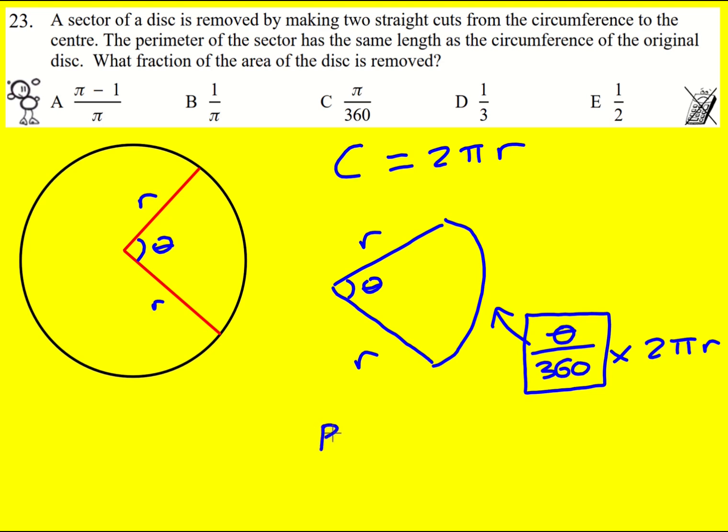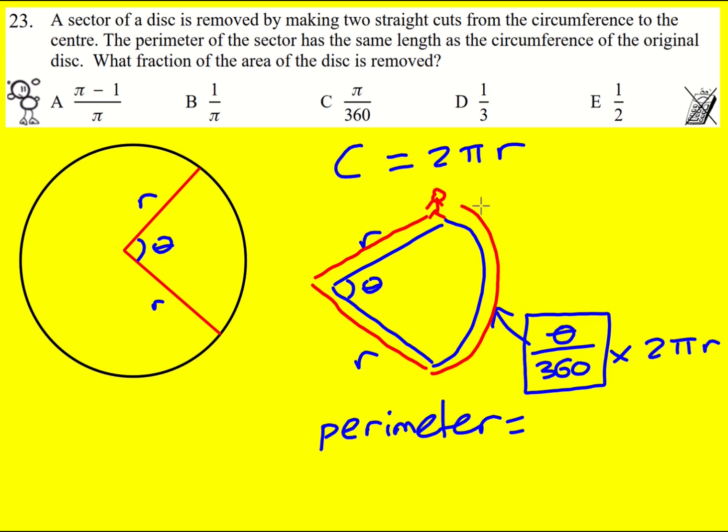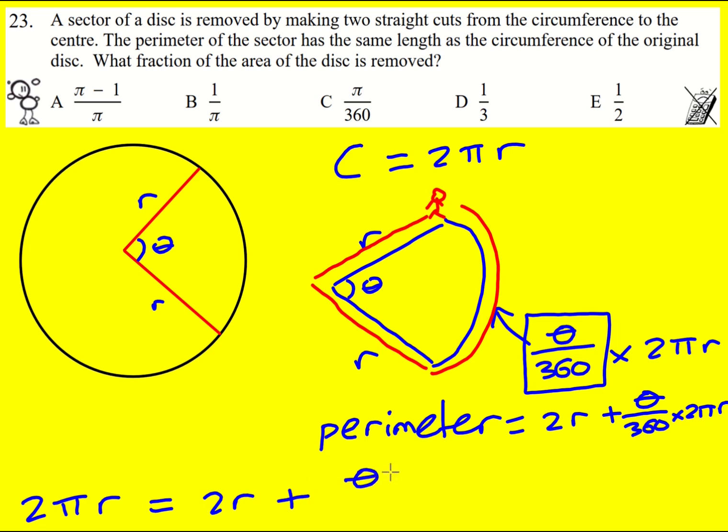Now the perimeter for this sector is therefore going to be, we're walking around it. So I'm going to start here, and I'm going to walk to the left. So it's r plus this expression here, which is going to give me 2r plus theta over 360 times 2 pi r. Okay, I've set everything up now. We're told that the circumference is equal to this perimeter. So 2 pi r equals 2r plus theta over 360 times 2 pi r.